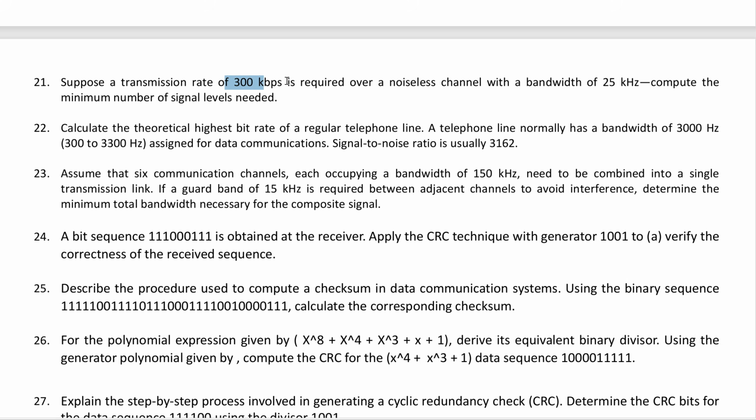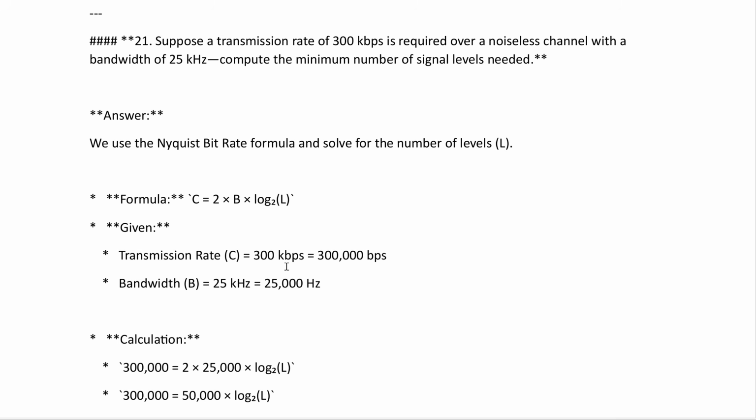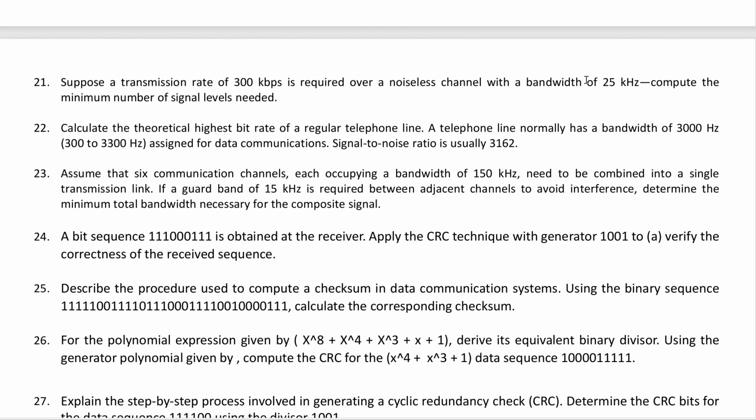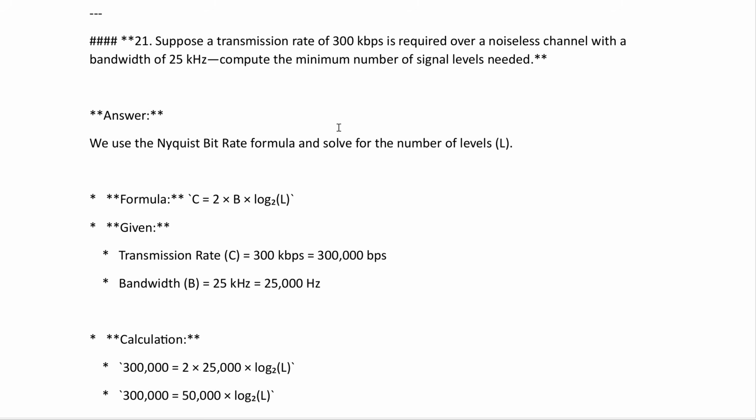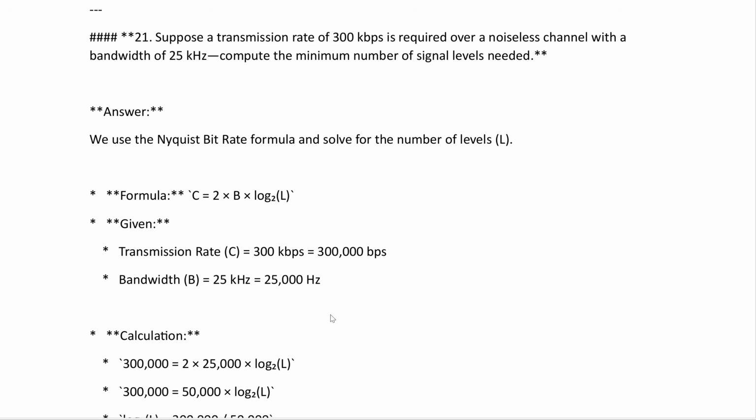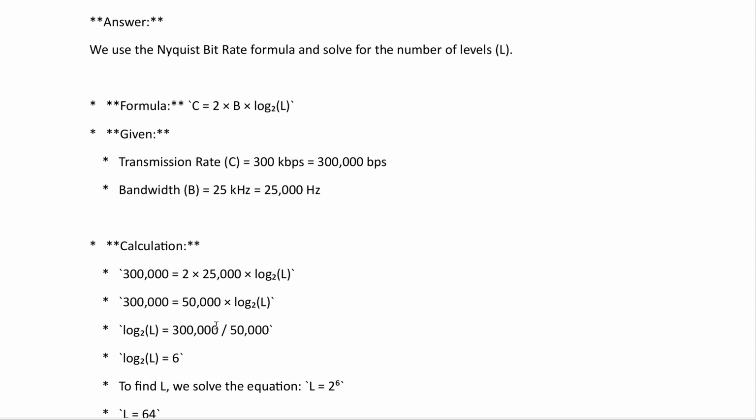So the transmission rate in the question is 300 kbps, or you can say 300 into 1000, that is 300,000 bits per second. So the value of C is 300,000 bits per second. Bandwidth is given in the question as 25 kilohertz, that is 25 into 1000, 25,000 hertz, right? So we substitute the values. C is 300,000 bits per second equal to 2 into bandwidth, 25,000 hertz, into log 2 L. We have to calculate the value of L. Simply solve this equation.